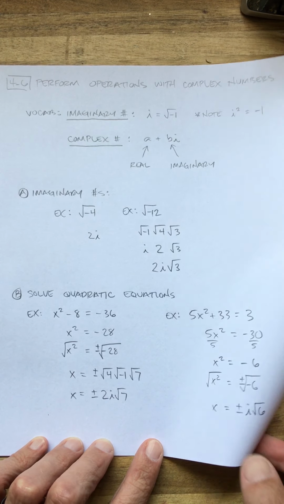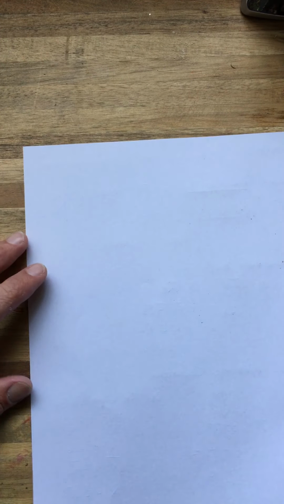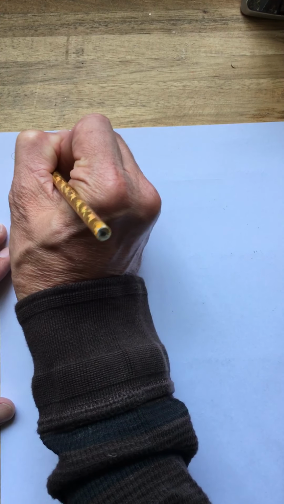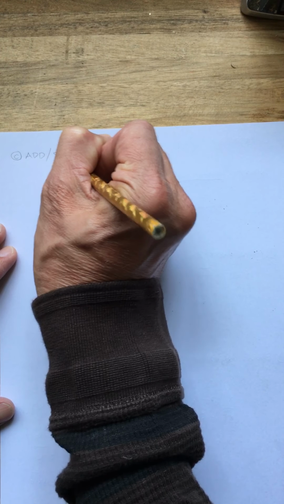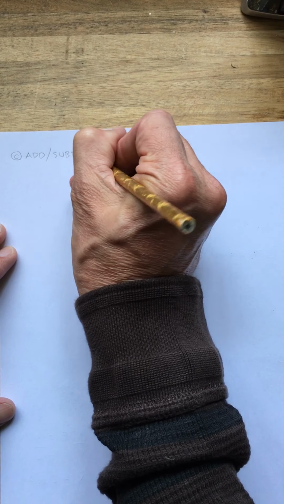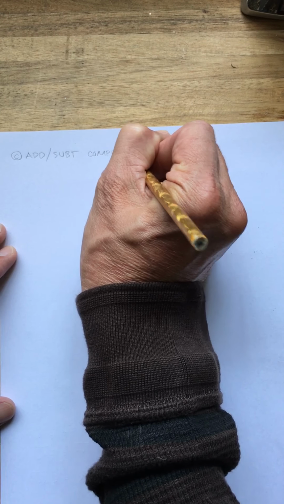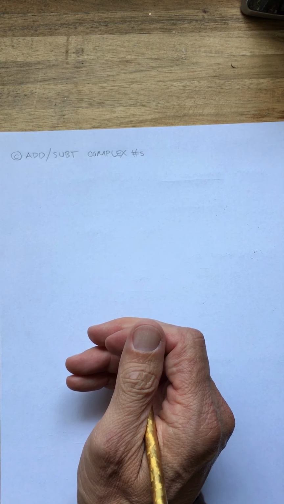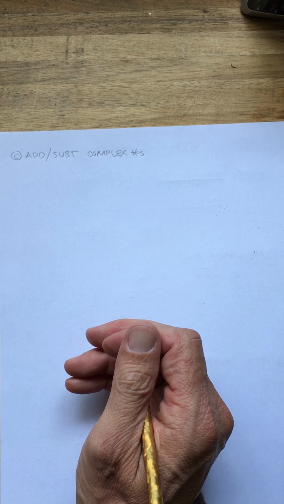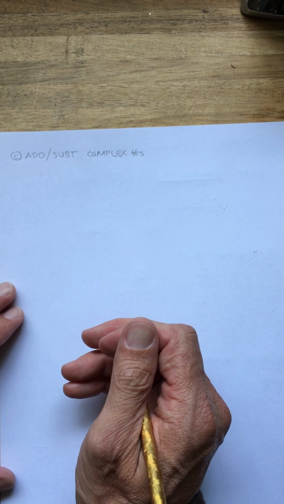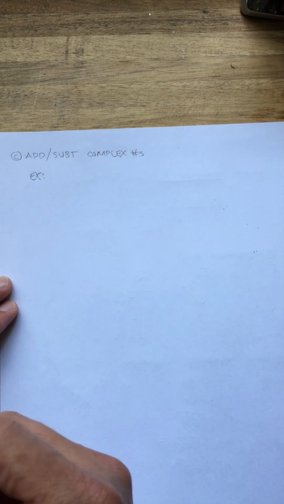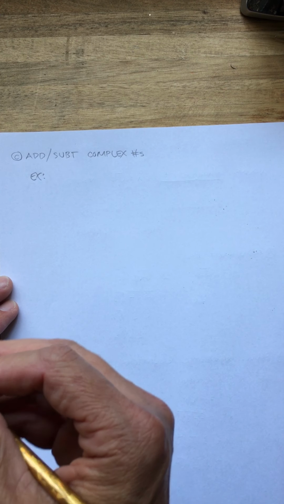All right, let's do a couple more problems. Let's do some addition and subtraction of complex numbers. This isn't too hard. So part C. Addition and subtraction, add and subtract complex numbers. All right. And here's our first example. I'm just going to do a subtraction one, okay? I don't think we need to spend a lot of time on this.